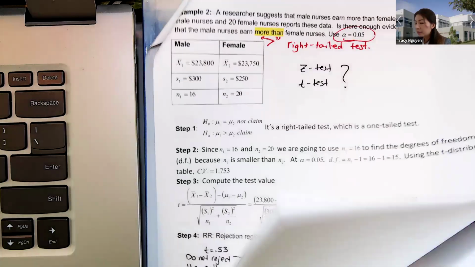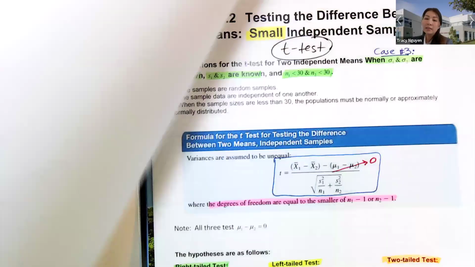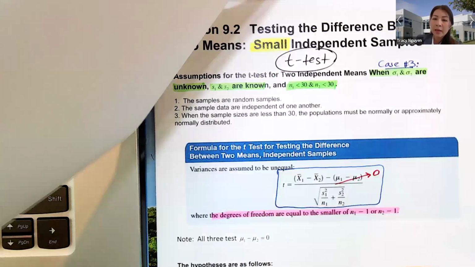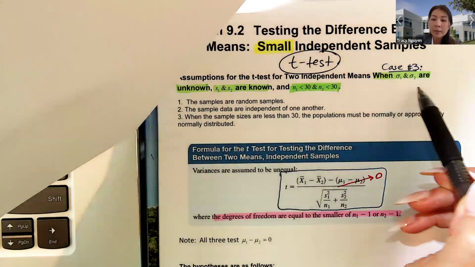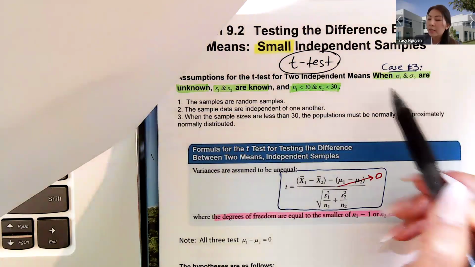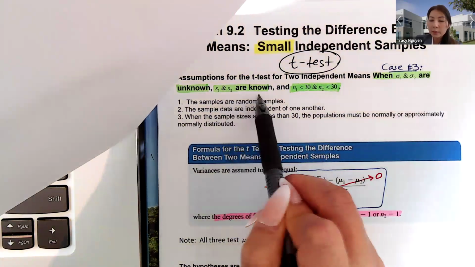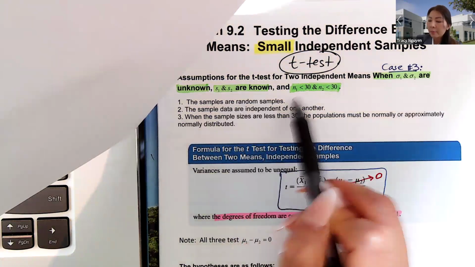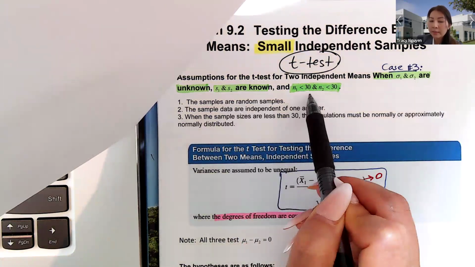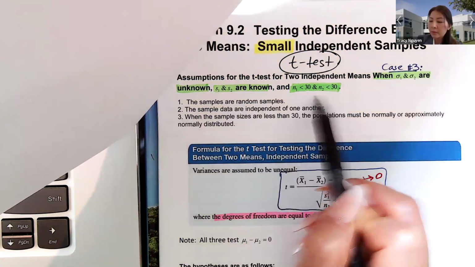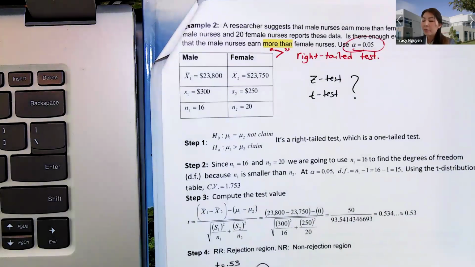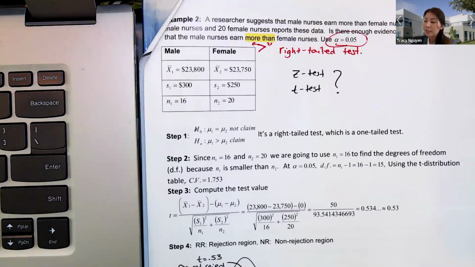We're going to check to see if we have case 3 satisfied here. Sigma 1 and sigma 2 are unknown. S1 and S2 are known. That's true. Sample sizes: N1 is less than 30. That's true. And N2 is less than 30. That's true. So now, of course, we are working on the lesson for 9.2 for the t-test.